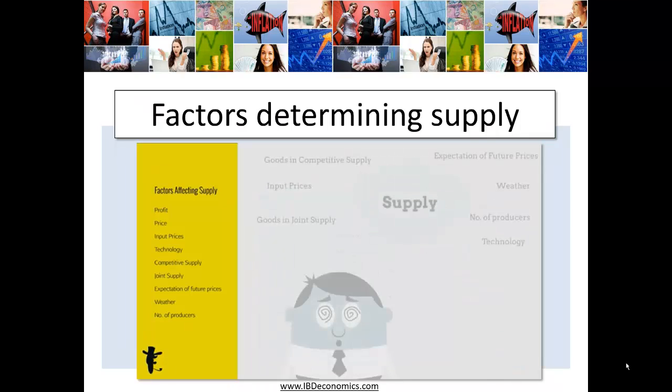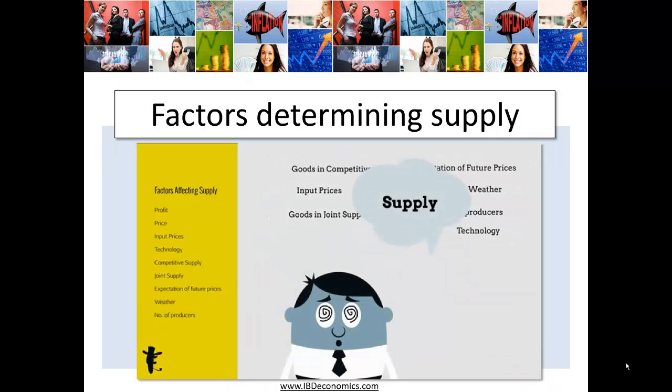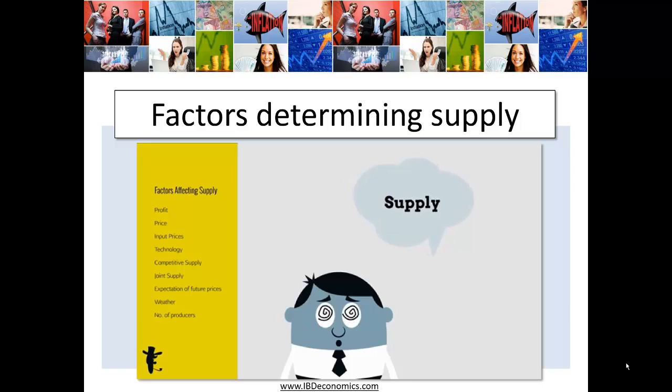But hey, there are so many factors affecting supply. How do I graph the supply curve?